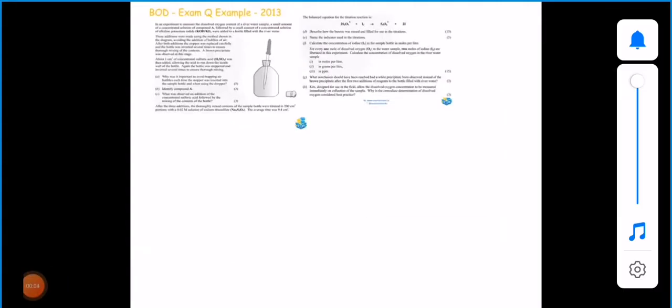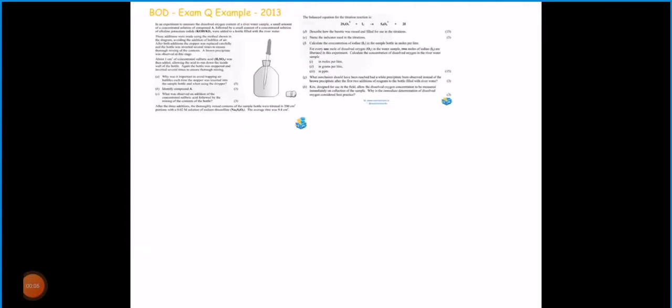So biochemical oxygen demand can come up as an exam question, and it came up in 2013, so let's look at that question now. The question says, in an experiment to measure the dissolved oxygen content of a river sample, a small amount of concentrated compound A followed by a small amount of concentrated solution of alkaline potassium iodide were added to a bottle filled with river water.